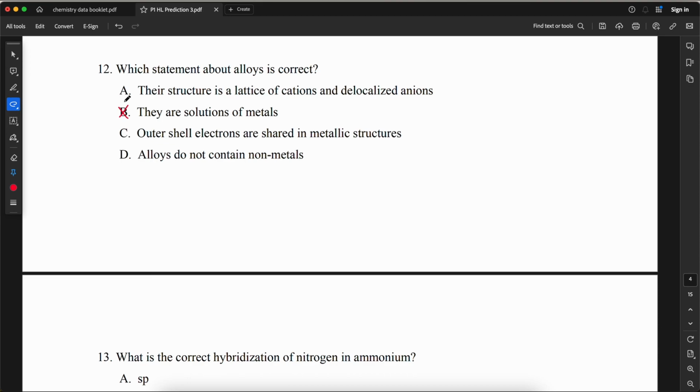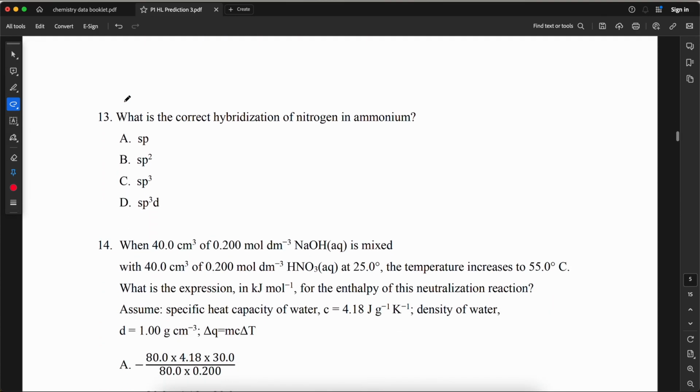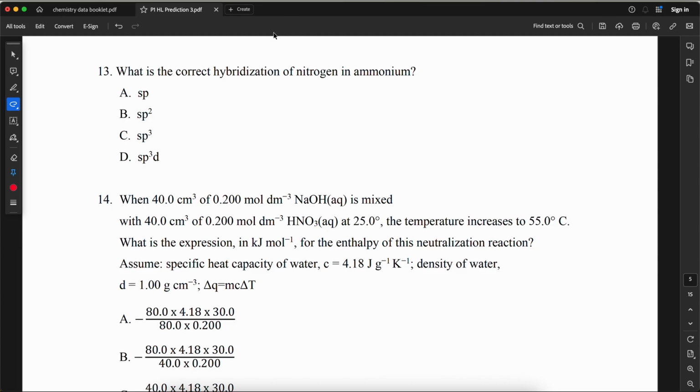Carbon is a nonmetal. And the answer is B, because alloys usually contain a mixture of metals in homogeneous mixtures, or solution. What is the correct hybridization of nitrogen in ammonium? This is ammonium. So nitrogen has 4 domains, so it's sp3.